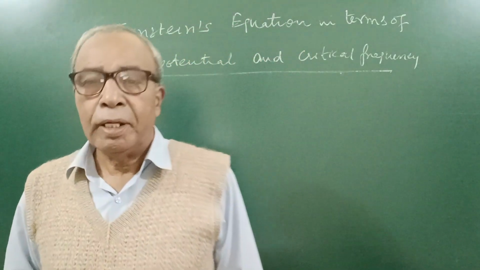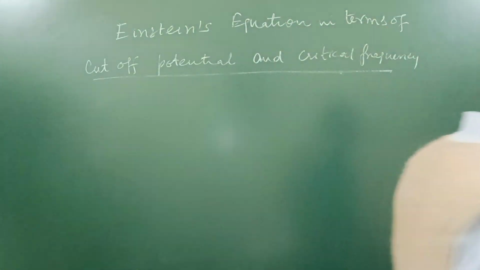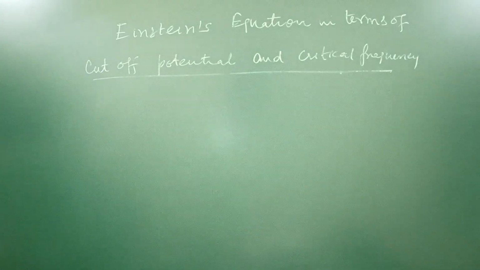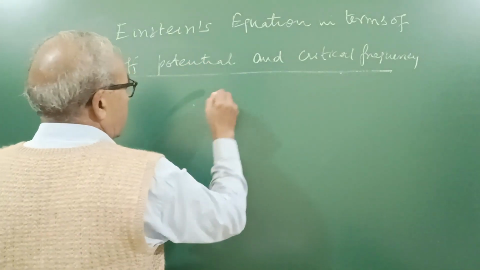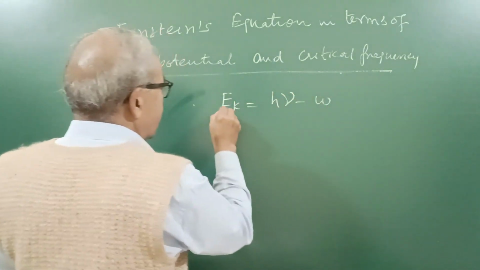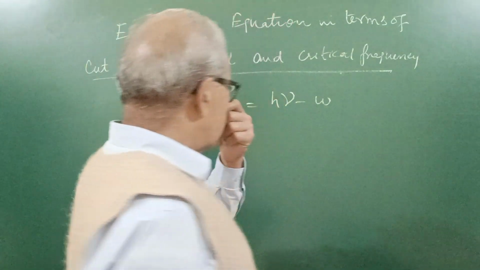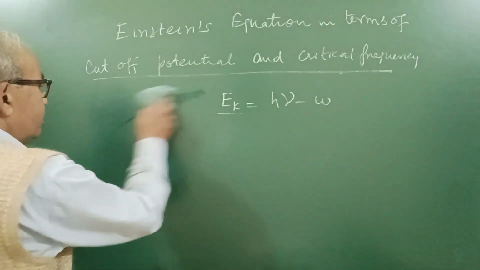Well, dear friends, in the last video I told you about Einstein's theory of the photoelectric effect. Now, the equation used by Einstein is called Einstein's equation of the photoelectric effect, and that was given by me here as Ek equal to h nu minus w. Ek represents maximum kinetic energy, h nu is the frequency or energy of the photon, and w is the work function of the matter.